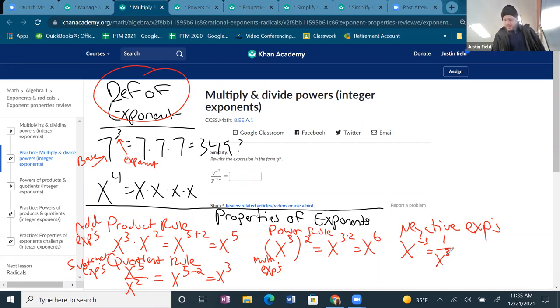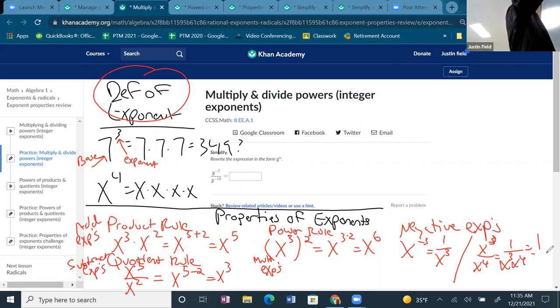Okay, but another way to think of it is if it's negative in one portion of the fraction, it's positive in the other portion. So some other examples. x to the negative third over x to the fourth would be 1 over x to the third times x to the fourth. And then you could add those together, x to the seventh. So there's some different things we can do to simplify, and we'll do some problems in practice.